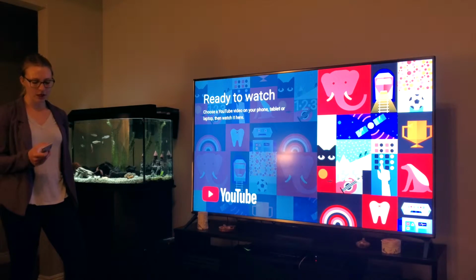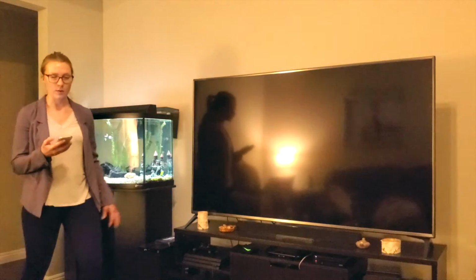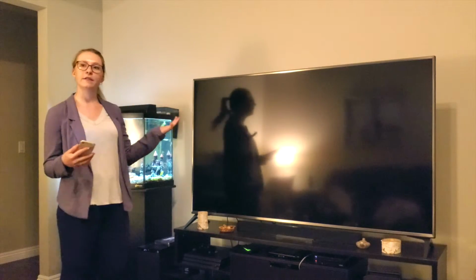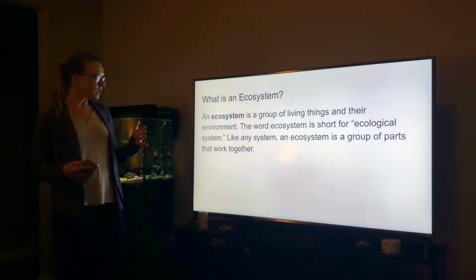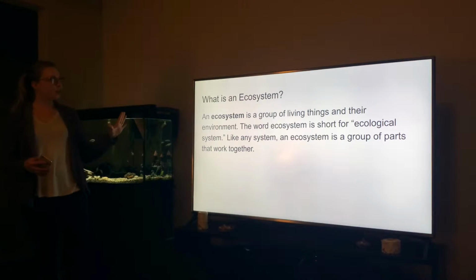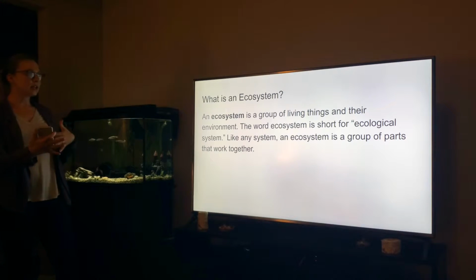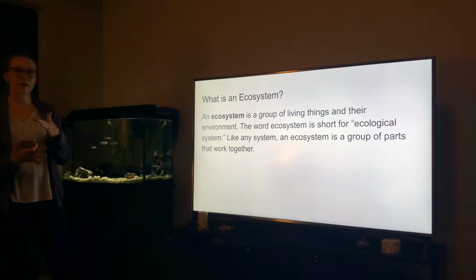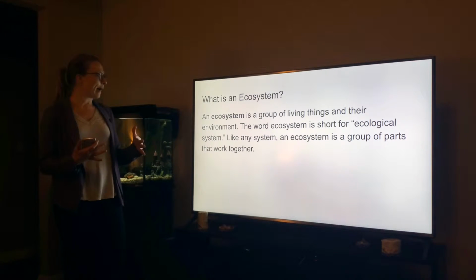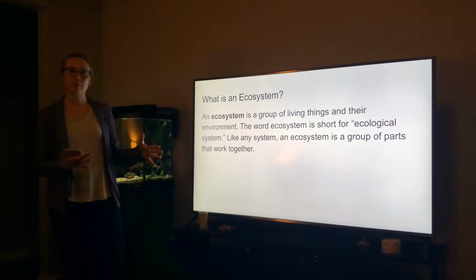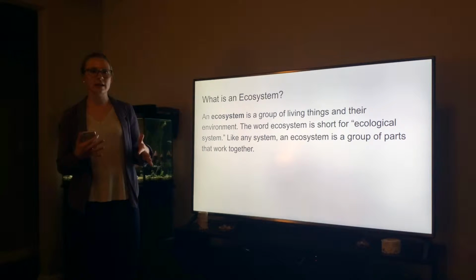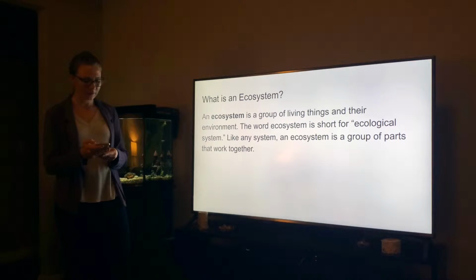Okay, so that gave us a good little introduction about what we're going to be learning today, and I'm going to highlight a few of the key terms that you're going to need to know and remember. So, broad overview here, what is an ecosystem? An ecosystem is a group of living things and their environment. So there are a lot of different factors working together in an ecosystem. And we're going to go over a few of the parts that work together and how they work together.